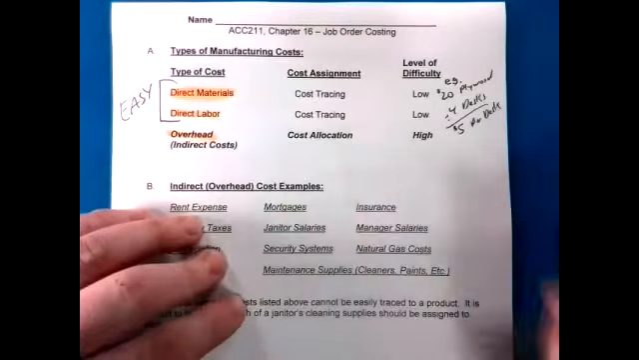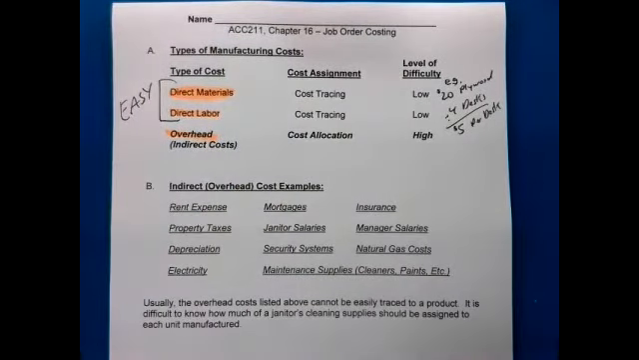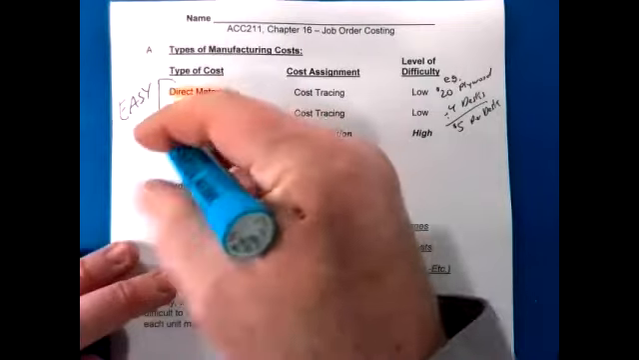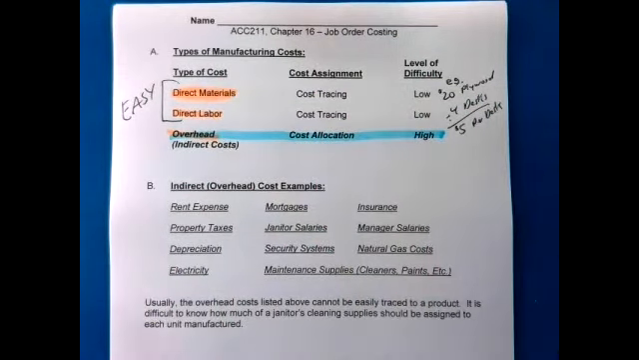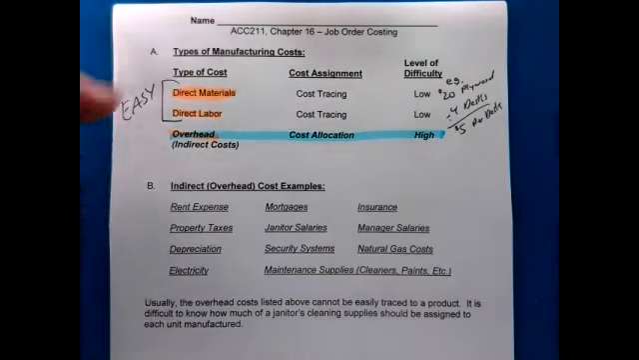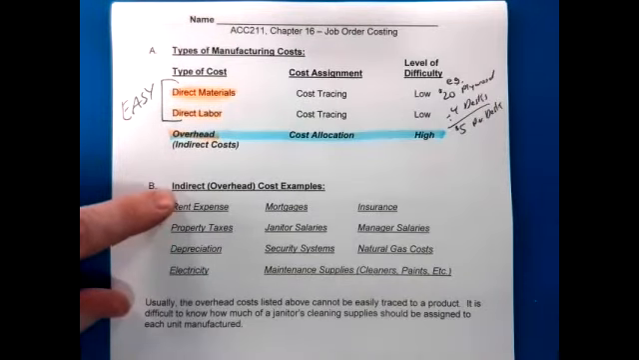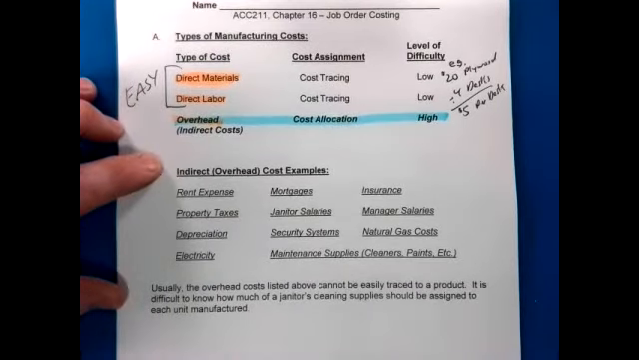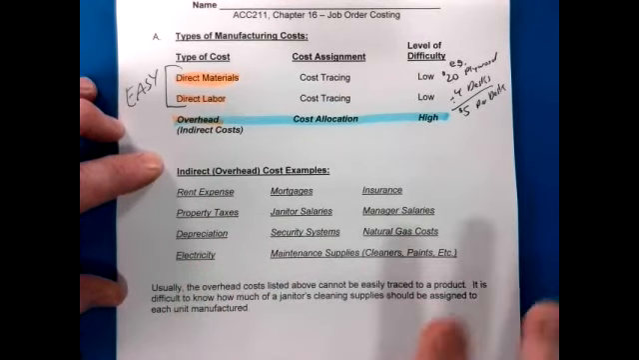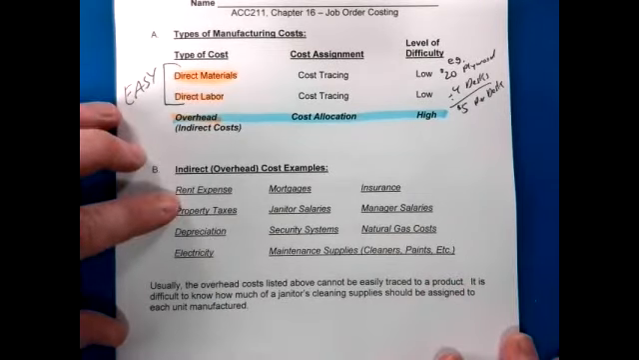This one is the hard one, and this is the one we're going to concentrate on today. Overhead, it has to be allocated. We'll talk about that in a second. The problem with overhead is all the costs are indirect. Generally speaking, they're going to be indirect for all overhead. And that is, it's very difficult to trace how much goes into each item.